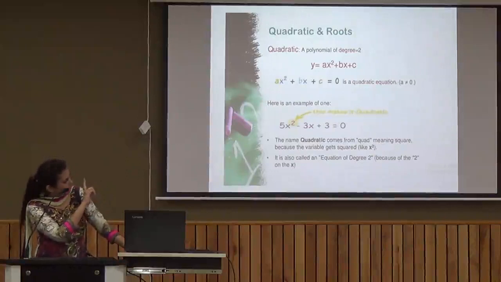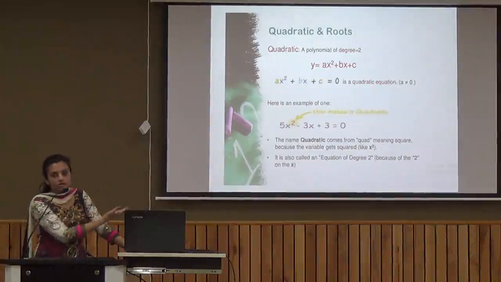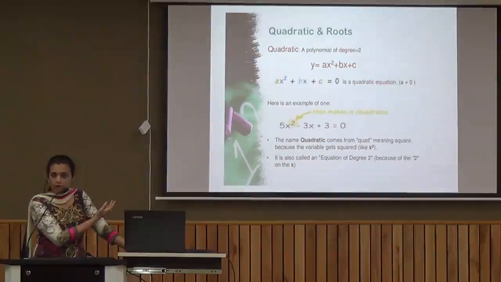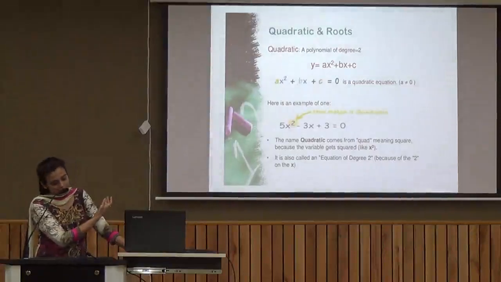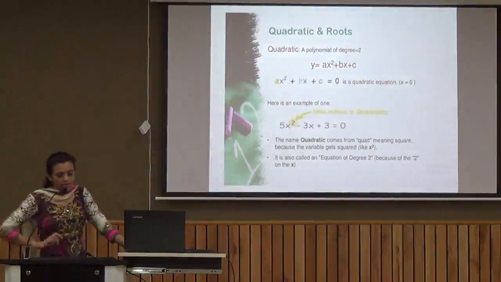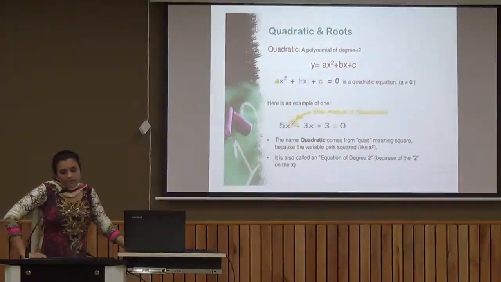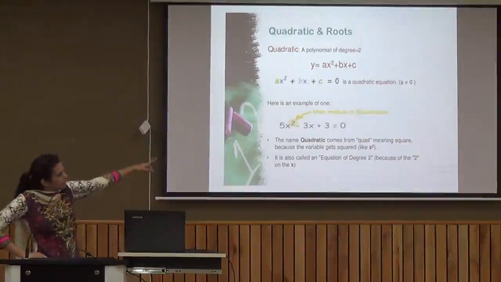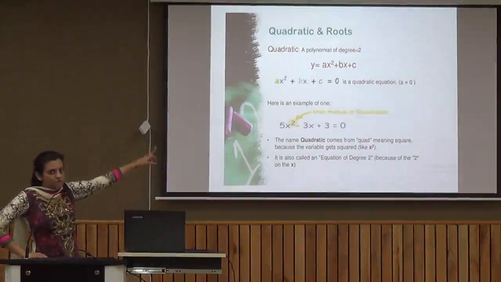Now just see, it's always mentioned a not equal to 0. Remember? What will happen if a is equal to 0? Yes, it will become a linear term. Now here is an example. 5x squared minus 3x plus 3 equal to 0. And can you see the x squared term highlighted over there? This is the thing that makes it a quadratic.